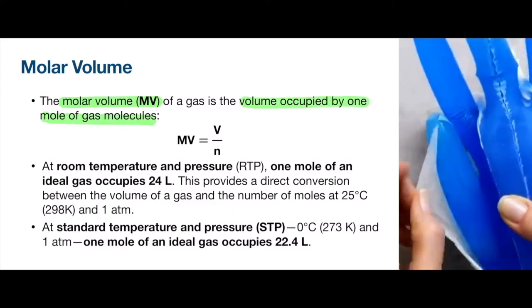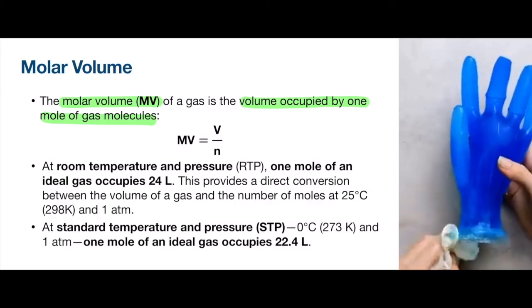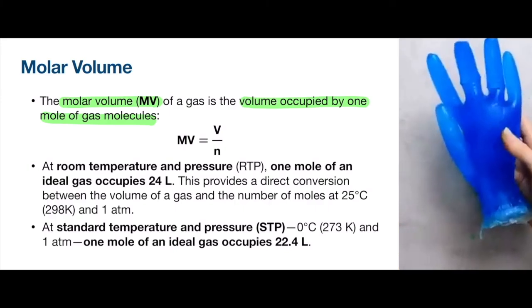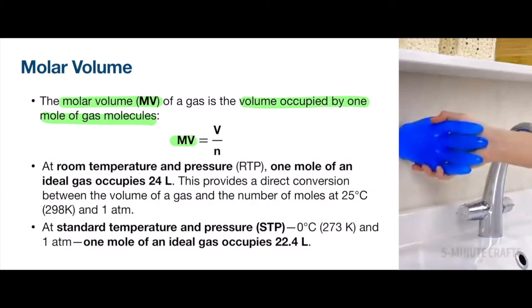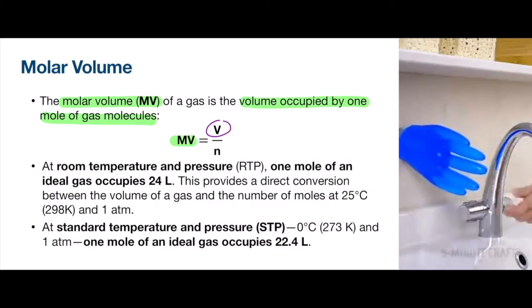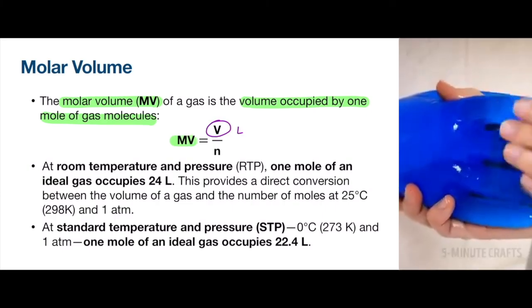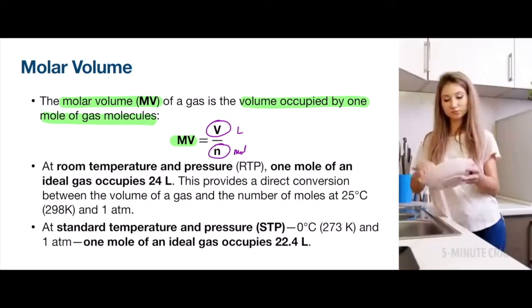The molar volume, or MV, of a gas is defined as the volume occupied by 1 mole of gas molecules or particles. Mathematically, we can write this as MV, the molar volume, equals the volume of gas, which is in liters, divided by the number of moles.